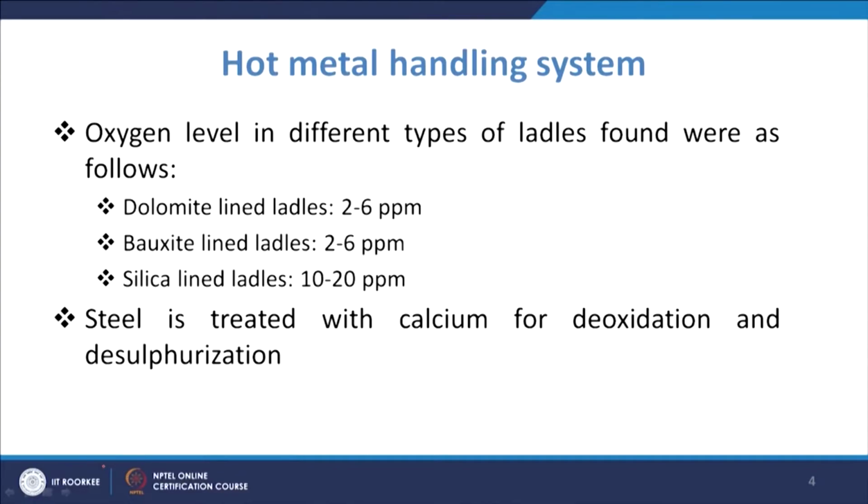Now, steel will be treated with calcium for the deoxidation and desulfurization. In most cases we try to have the minimum amount of oxygen, and sulfur is also deleterious for quality steel. So, we also treat with calcium for the deoxidation and desulfurization. That is what is normally the practice in the industries.